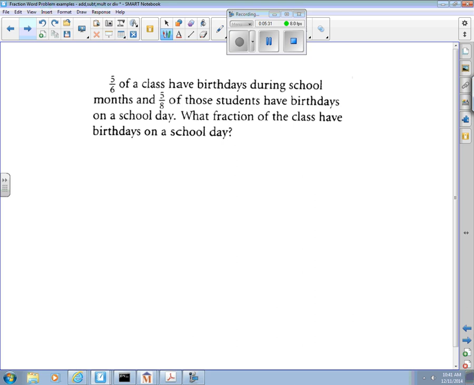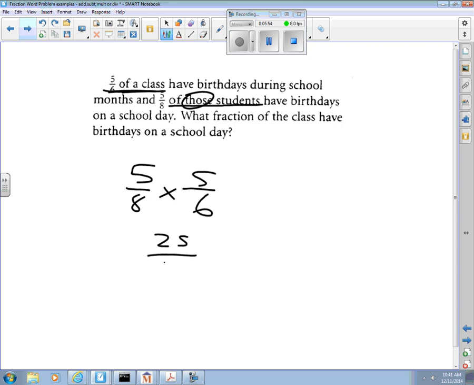Okay, here's one that's exactly the same type of wording. 5/6 of a class have birthdays during school months. 5/8 of those students, not 5/8 of the class, 5/8 of the students I've already identified have birthdays on a school day. What fraction of the class have birthdays on a school day? It's 5/8 of the 5/6. No cancels in that one, so it's 25/48 of the class.